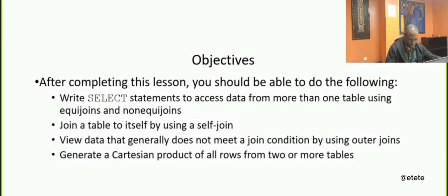Okay. So the objective of this class is this. After completing this lesson, you should be able to do the following. Write select statements to access data from more than one table using equijoins and non-equijoins. You are going to see practically what that means. Join the table to itself by using a self-join. View data that generally does not meet a join condition by using outer joins. Generate a Cartesian product of all rows from two or more tables. Practically, we are going to see this. So this is the objective.